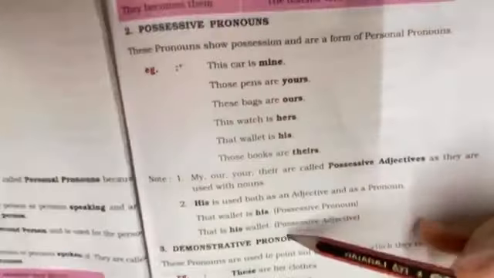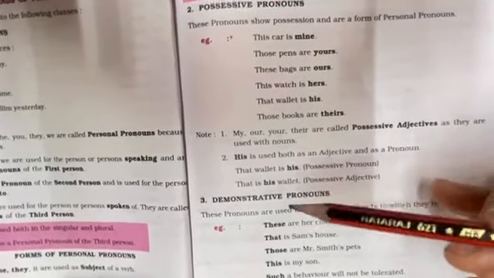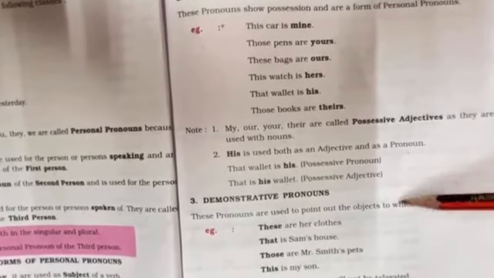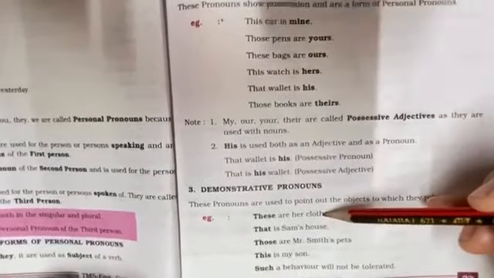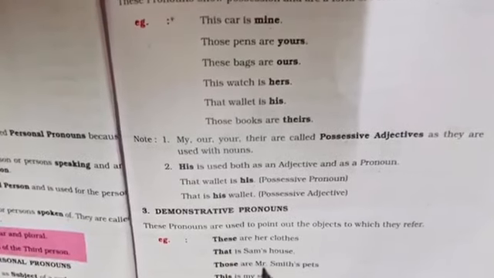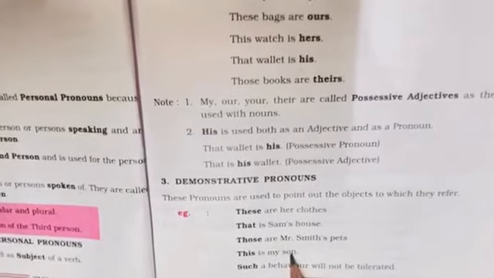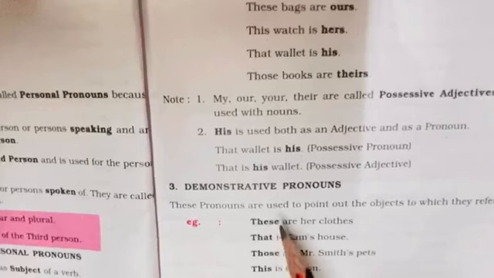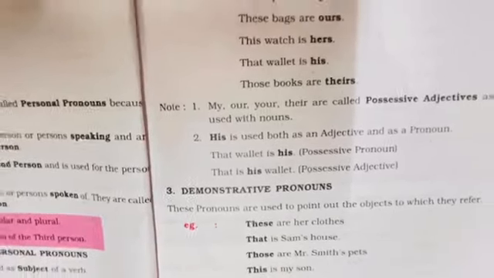Now we move on to the third kind of pronoun, that is the demonstrative pronouns. These pronouns are used to point out the objects to which they refer. Like, these are her clothes. That is Sam's house. Those are Mr. Smith's pets. This is my son. Such a behavior will not be tolerated. So all the words in bold letters are demonstrative pronouns.